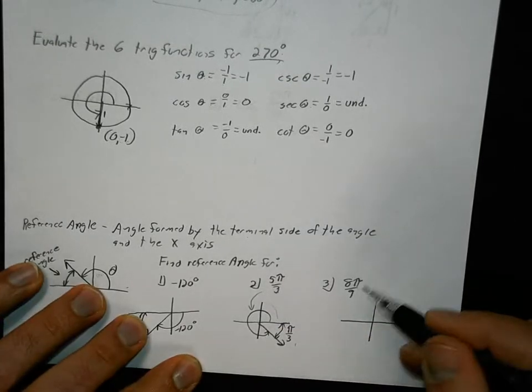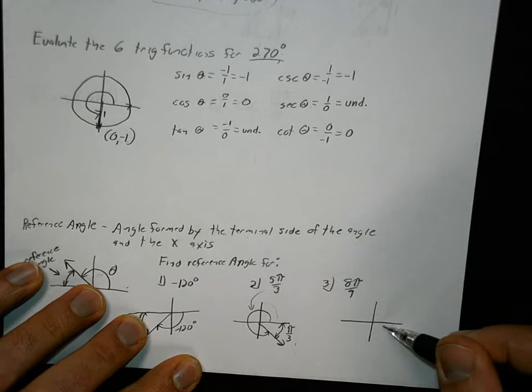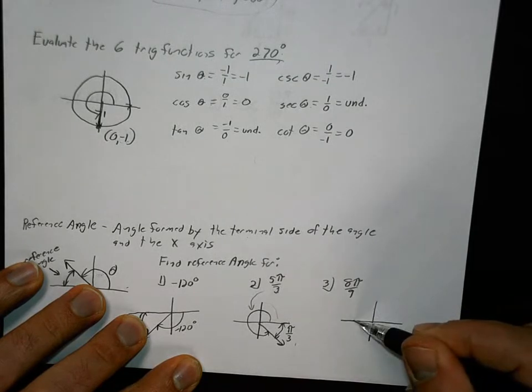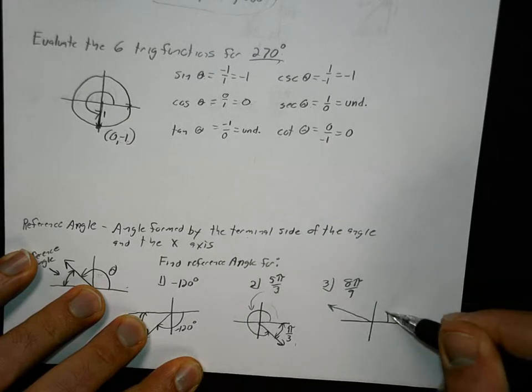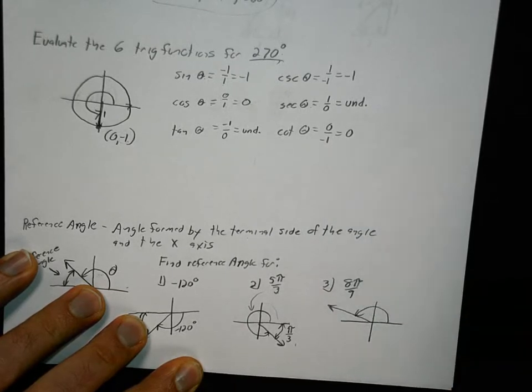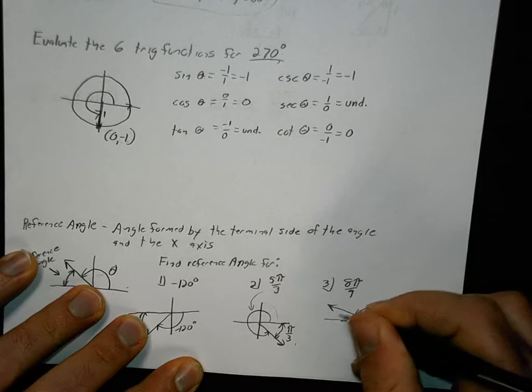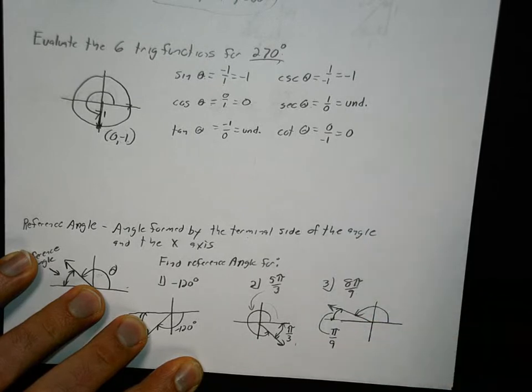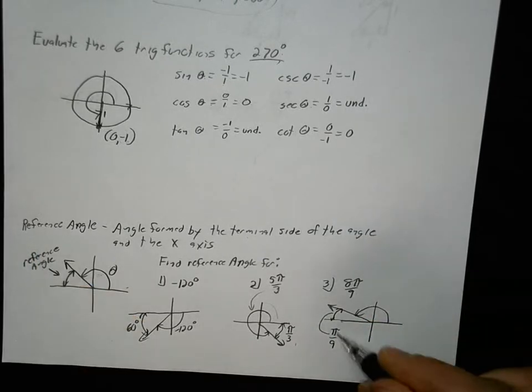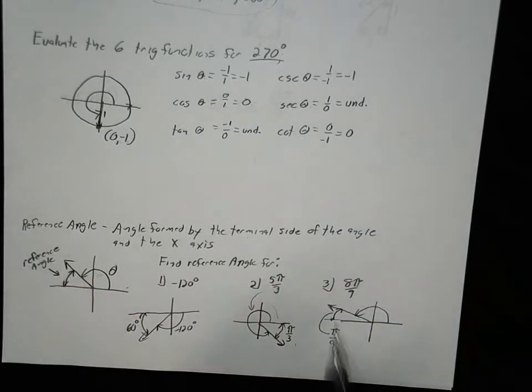8 pi over 9. Now we know 9 pi over 9 is pi, so that's 180 degrees. So we're not quite at 180 degrees. We're 8/9 of the way there. So my reference angle is this little angle here, which is pi over 9. That's 20 degrees, 180 divided by 9. Okay, so that's how we find the reference angle, and we're going to see in a minute why it's important.